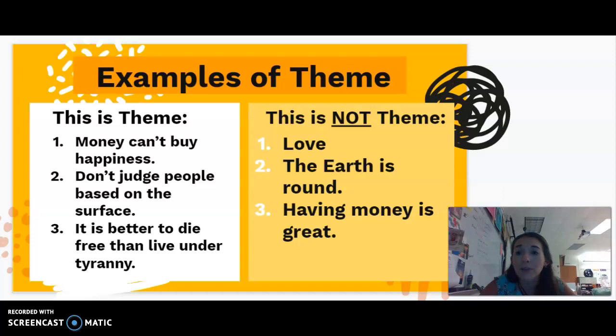Although love can be an important topic in pieces of literature, love by itself is not a theme because it is not an entire sentence. It is only one word. The earth is round is not a theme because it is not arguable. It is just a fact. Having money is great is also not really an arguable statement, so therefore it is also not a theme.